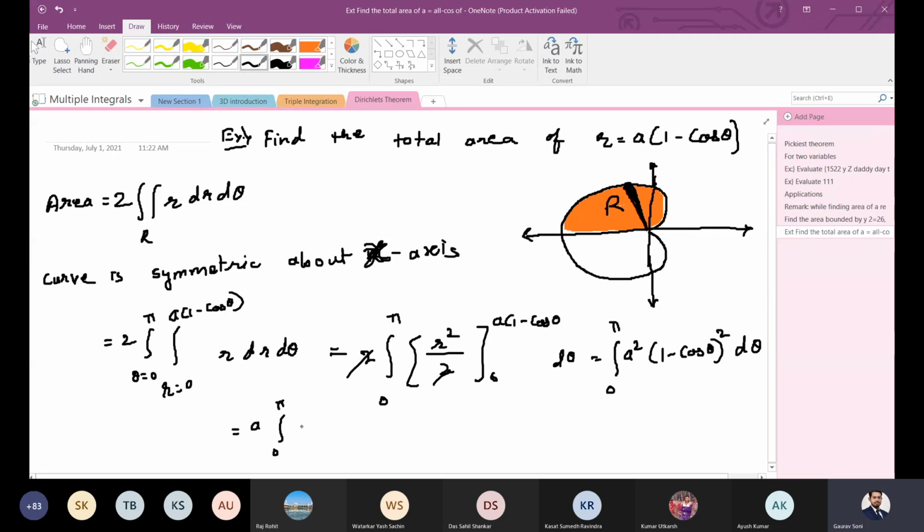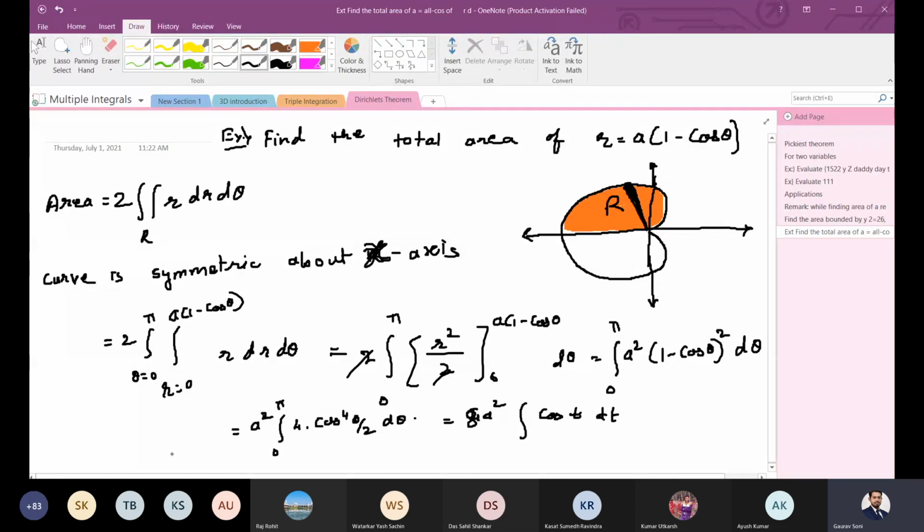So (2 cos square theta by 2) square will become 4 cos raised to 4 theta by 2 d theta. Please check the calculations. The a square outside. So this is 4a square. And if we put theta by 2 is equal to t, so we'll have cos t, d theta is equal to 2 times dt. So that will become 8 dt.